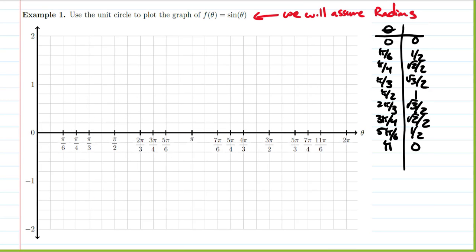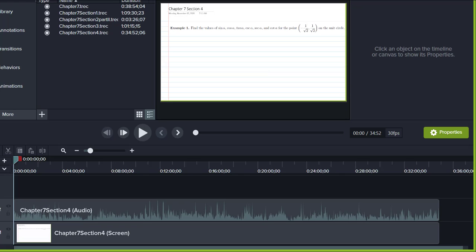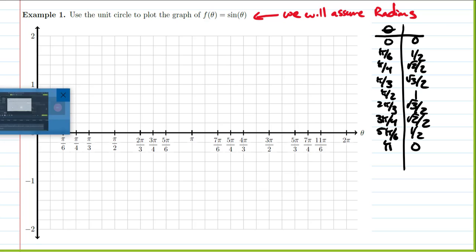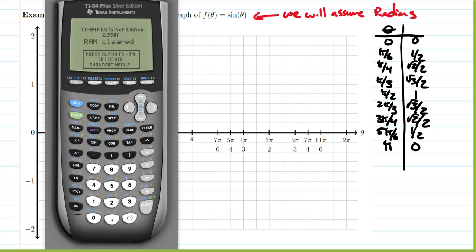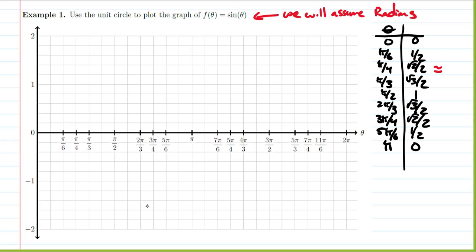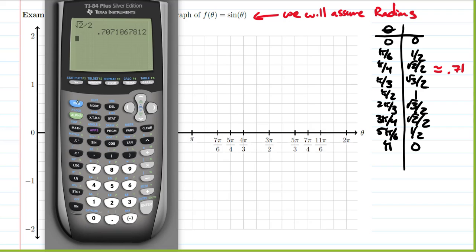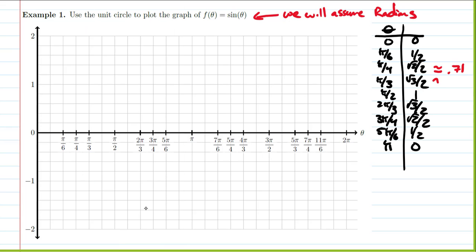So let's start plotting these points, and to do so, let's get some approximations. The square root of 2 divided by 2 is about 0.71, and root 3 over 2 is 0.866, so about 0.87.